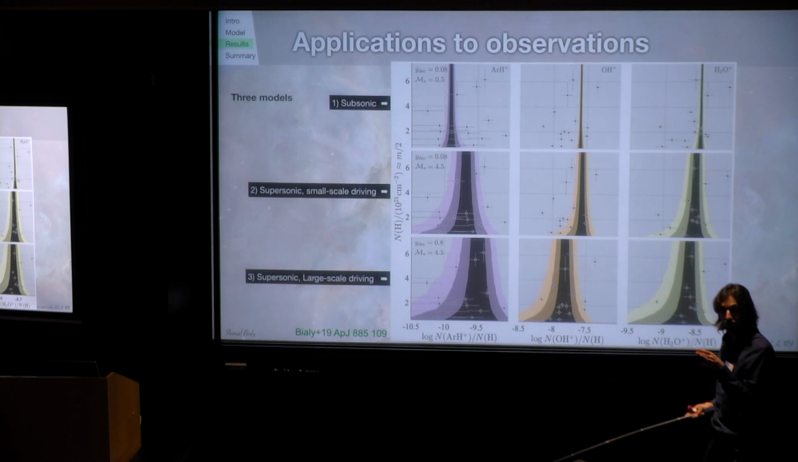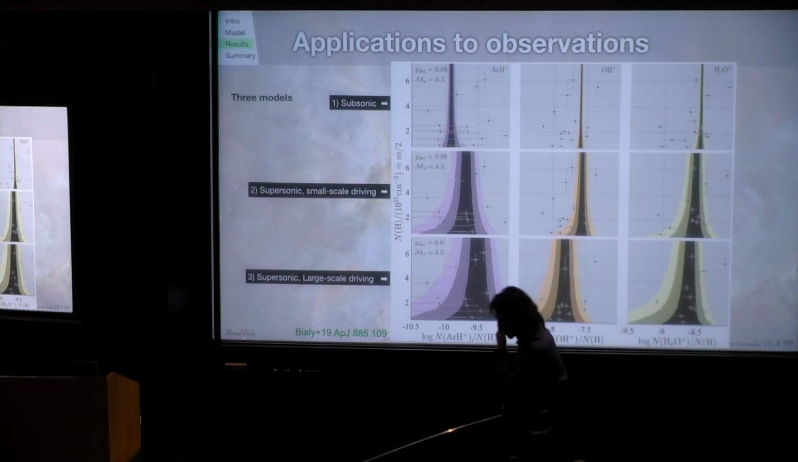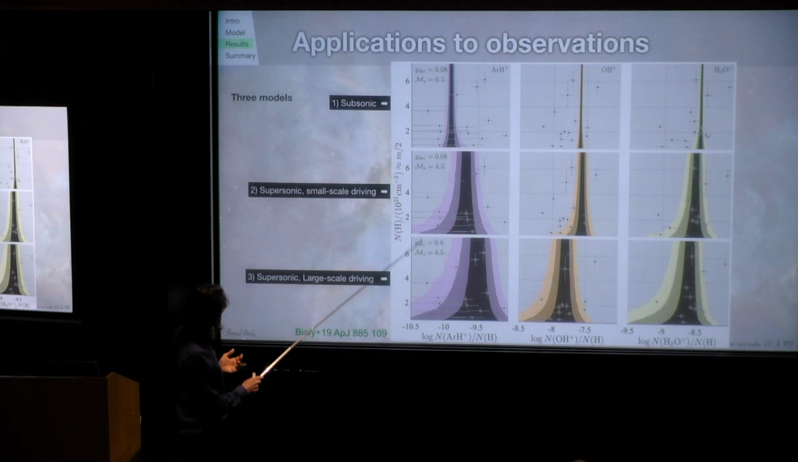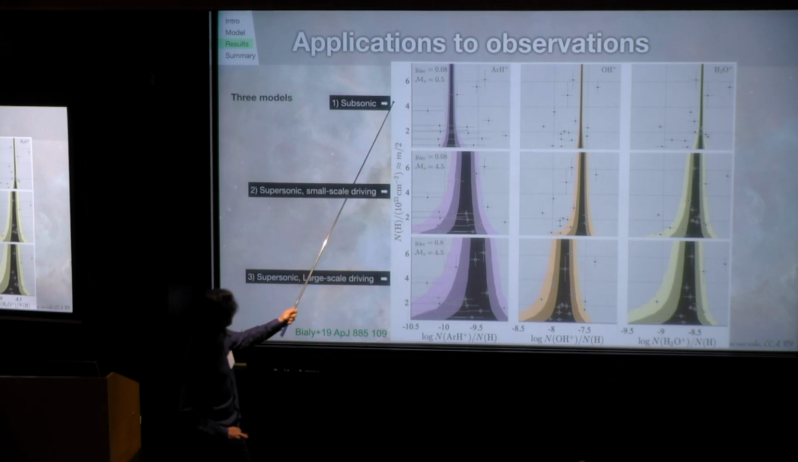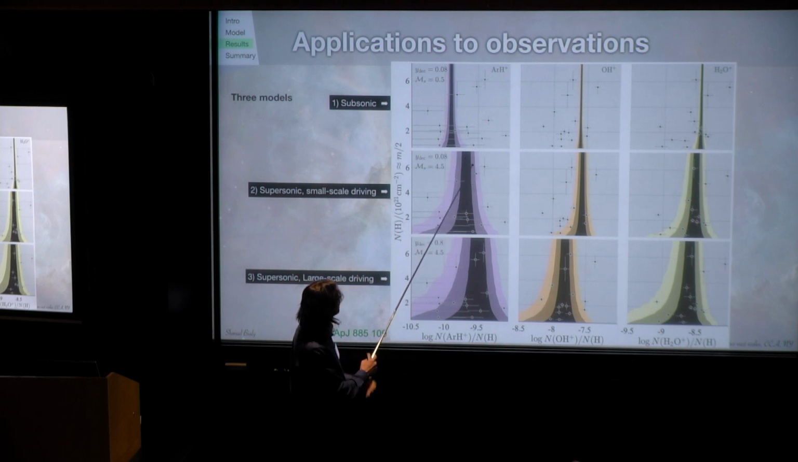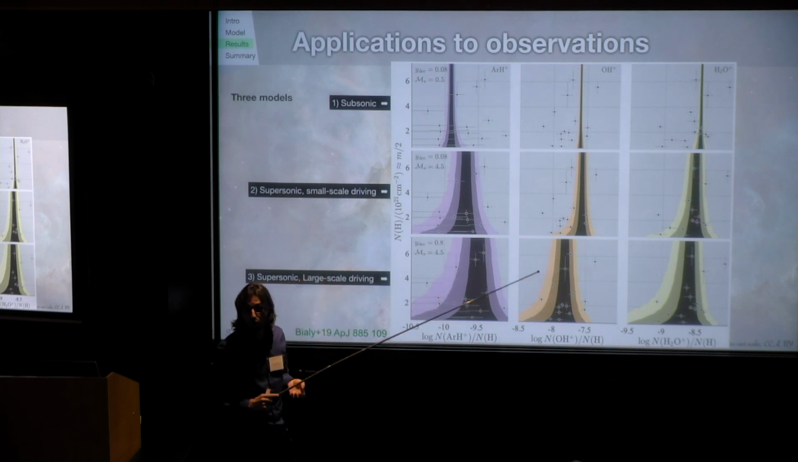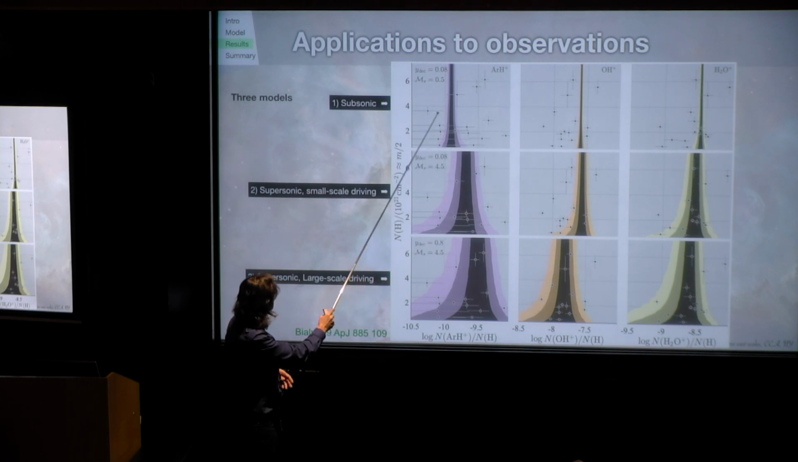Now let's apply this to observations. Let's see what we have in real observations. In this quite busy plot, I show 3 models for the 3 rows. This is a model of the subsonic box. This is a supersonic one, but driven on small scales. And this is supersonic driven on large scales. In each row here is a different molecular ion species: argonium, H+, OH+, H2O+. These are some molecular ions that are observed in the interstellar medium. And this is the mutual PDF of these molecular ions with the column density of H1 that we saw before.